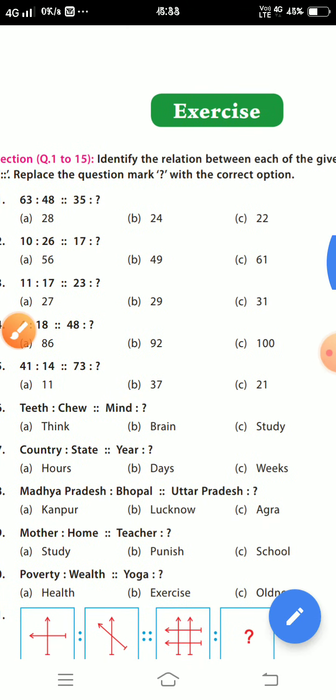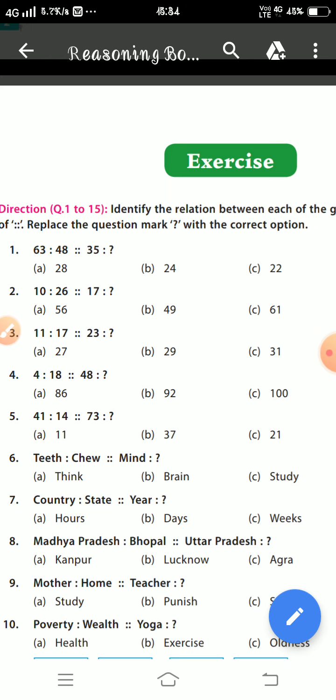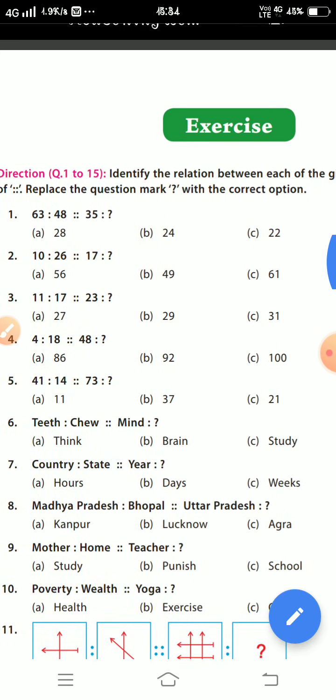So for 35, just think: what is the number whose square, if we subtract 1, gives 35? The square of 6 is 36, and if I subtract 1, it will be 35. So it is the square of 6. As earlier the squares of 8 and 7 were given, so the square of 6, then the square of 5 will be there.